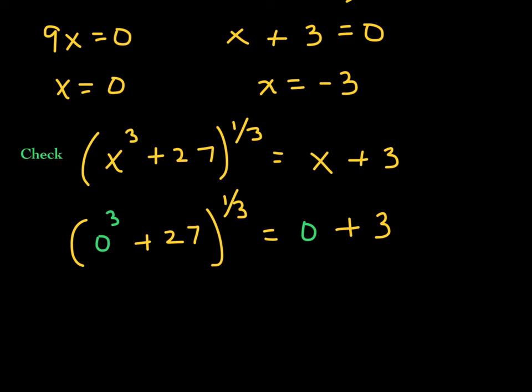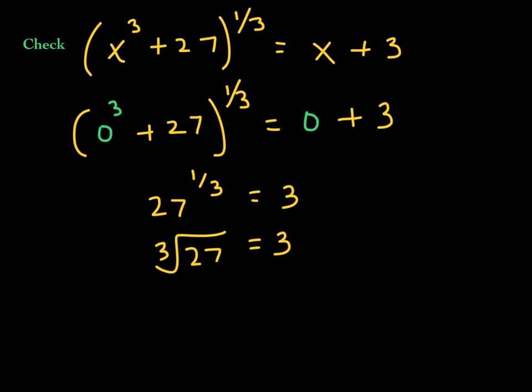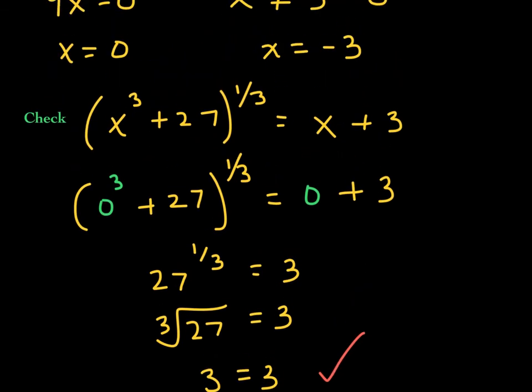Now 0 cubed is 0. 0 plus 27 is 27. So this is 27 raised to the 1/3 power, which supposedly is 3. The 1/3 power is the same thing as the cube root. The cube root of 27 is 3. Now you and I know that the cube root of 27 is 3. So then this definitely checks out. x equal to 0 is good. All right, I can come up here, and I can box this as a legit answer.